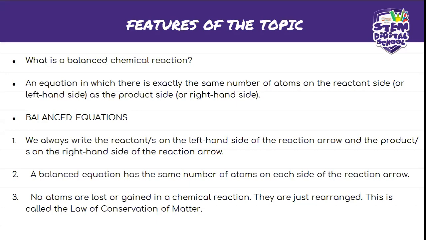Now, we always write the reactants on the left-hand side of the reaction arrow and the product on the right-hand side of the reaction arrow. So a balanced equation has the same number of atoms on each side of the reaction arrow. So no atoms are lost or gained in a chemical reaction. They are just rearranged. This is called the law of conservation of matter.